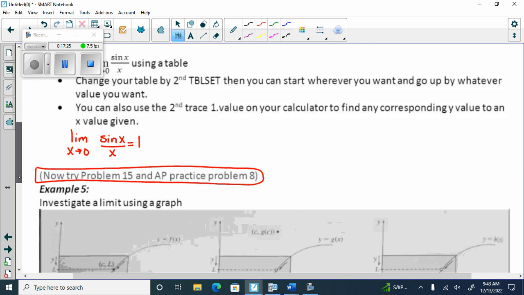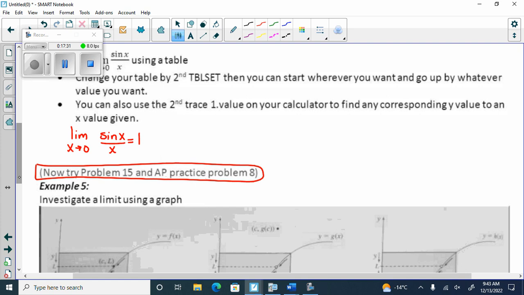So what we're proving is we can do some algebraic processes, but sometimes we might just have to go right back to the whole table thing to look at it. Okay? Now, at 0, does it exist?